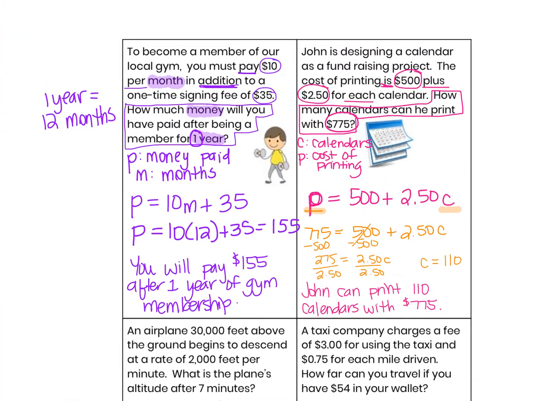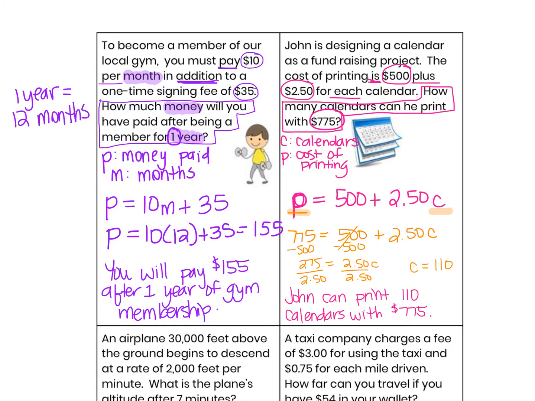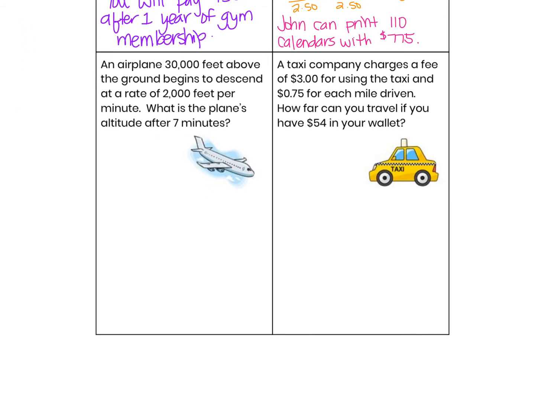Okay, so those are our two examples. And I'm going to leave the two at the bottom blank for you guys to work on your own. I will give you the answers though, just so that you know that you're going in the right direction. For this one, your answer should be 16,000. And for the taxi one, your answer should be 64. So you need to show me the work where you get to that answer, and also you need to write a sentence so that I know that you understand what that number means.